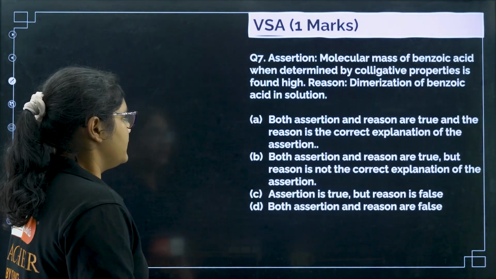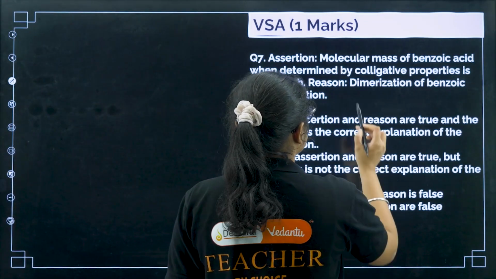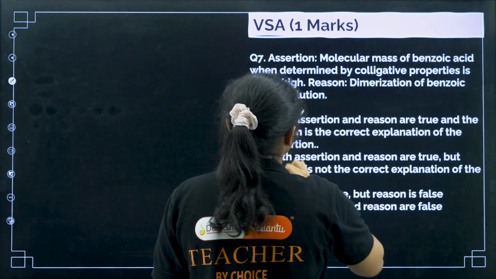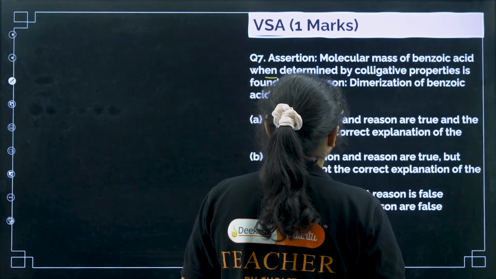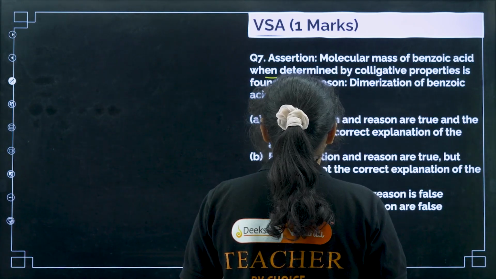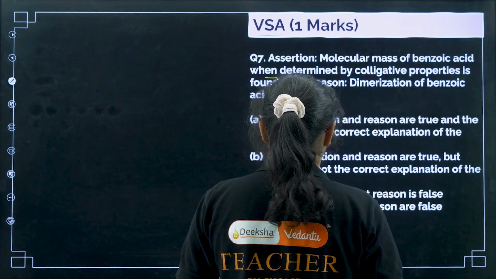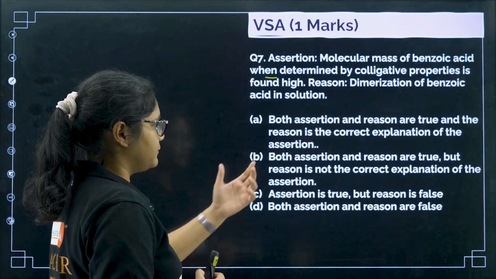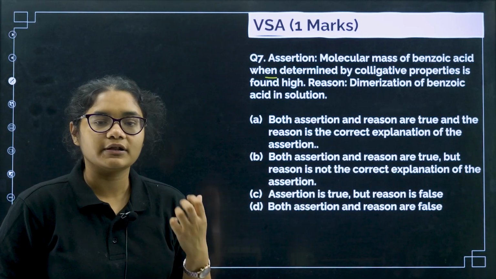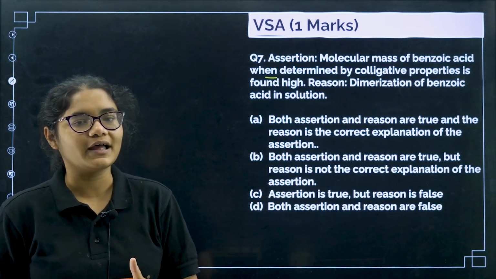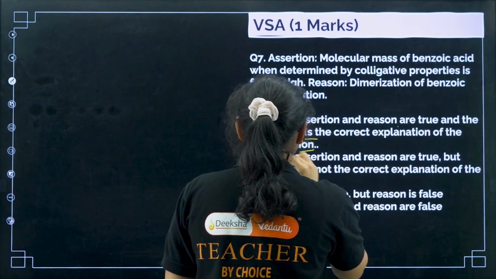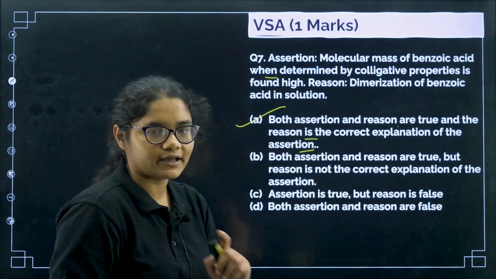Next, here is an assertion reason question. Molecular mass of benzoic acid determined by colligative property is found high. The reason is dimerization of benzoic acid in the solution. Yes, so this is correct. Benzoic acid undergoes dimerization in the solution, so whatever molecular mass you find out becomes more than the actual value. That is why both assertion and reason are true, and the reason is the explanation. Option number A is the correct answer.